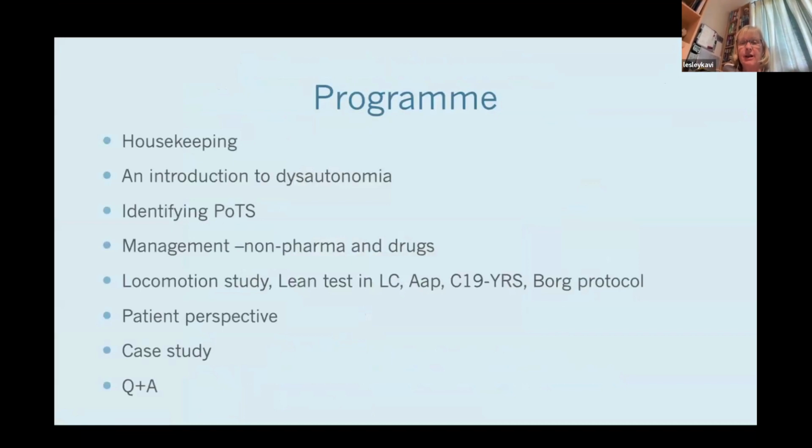During this session, we're going to give you an overview of autonomic dysfunction, how to identify POTS, and management. We're going to talk a little bit about some of the tools that are available to support you with your work. We'll have a patient perspective, a case study, and then some Q&A sort of in the middle and again at the end of the session.